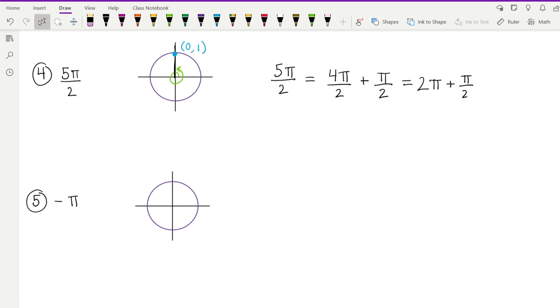And actually, let me just write down the fact that it's coterminal so that you have that in your notes. So for this first one, we said that this angle is coterminal with the angle pi over 2. Okay, so next up we have negative pi. So that angle is also going to be coterminal with one of the angles we already did. This one's going to be coterminal with pi, right?